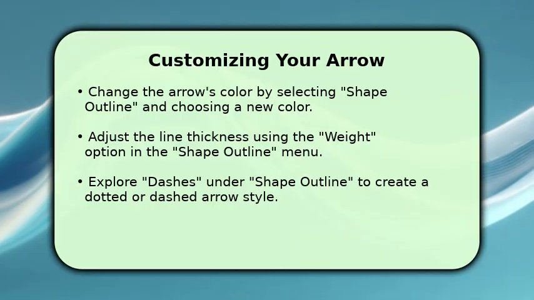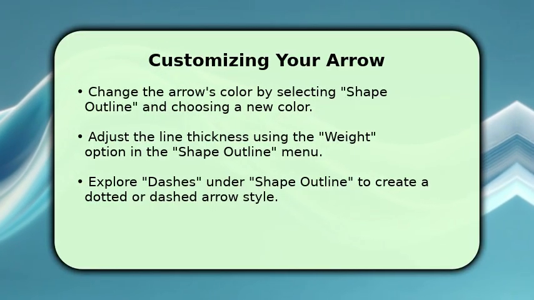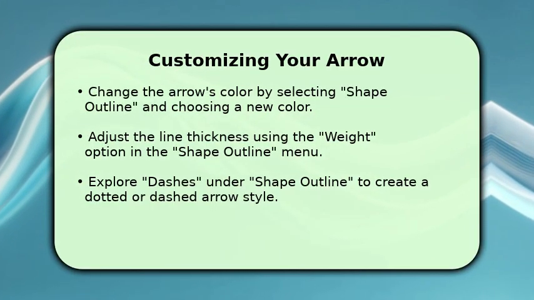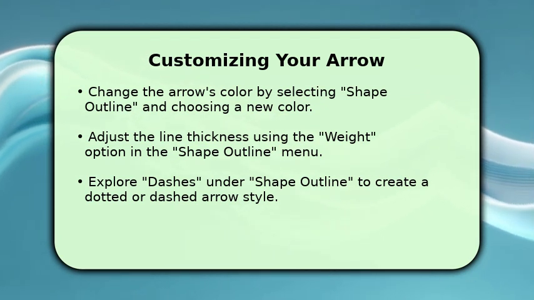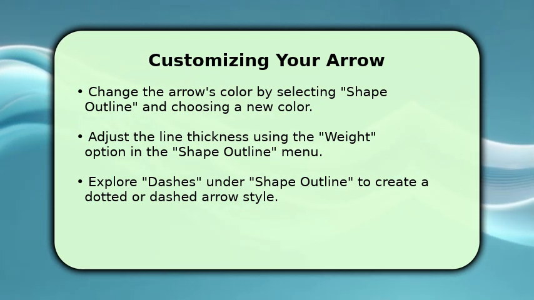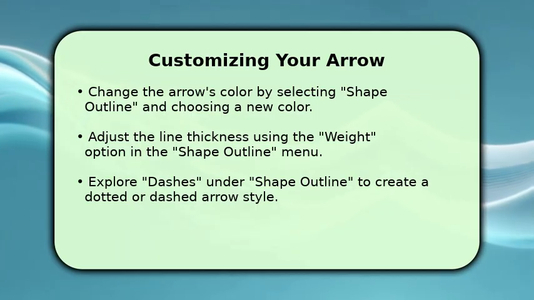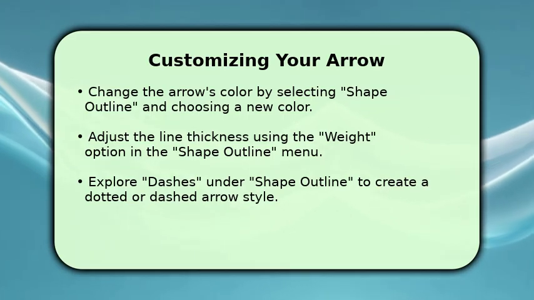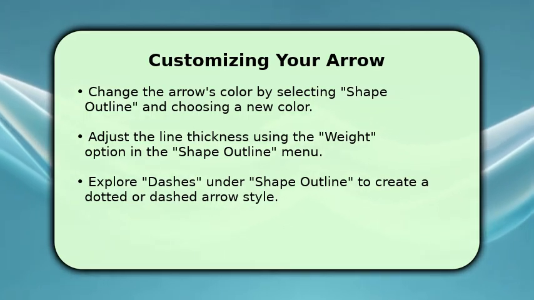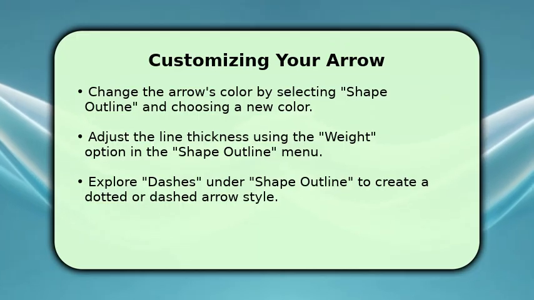With the arrow still selected, go to the Shape Format tab. Click Shape Outline to change its color, choosing from a wide palette. You can also adjust the line's thickness by selecting Weight and picking a point size, such as 3 points or 4 1/2 points. For a different look, try the Dashes option to make your arrow dotted or dashed.